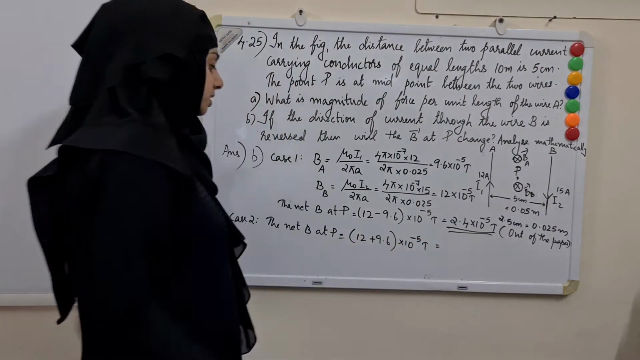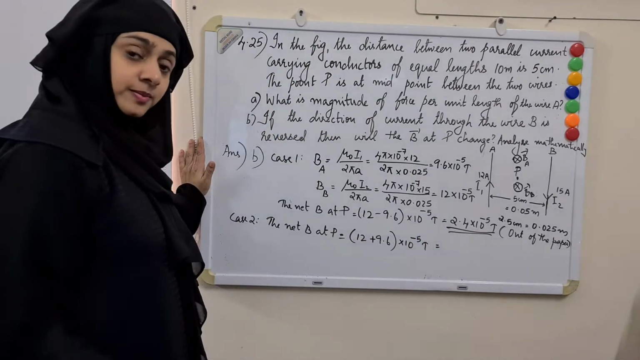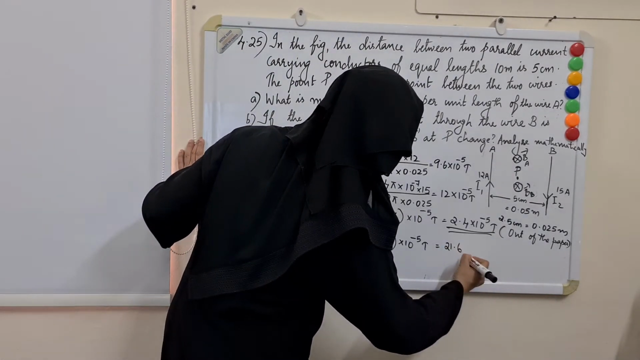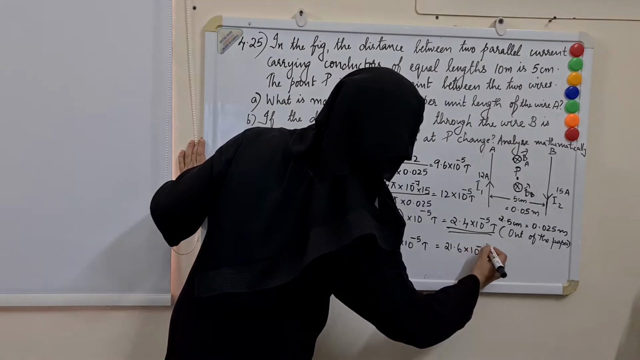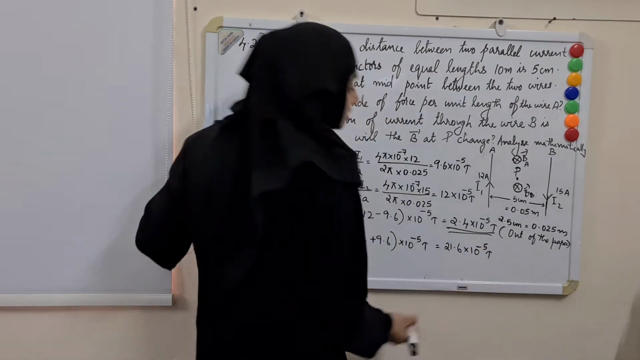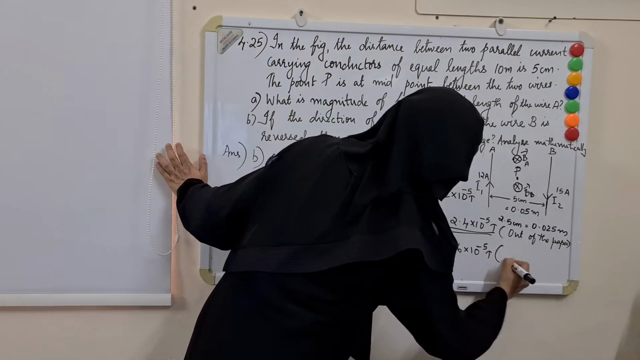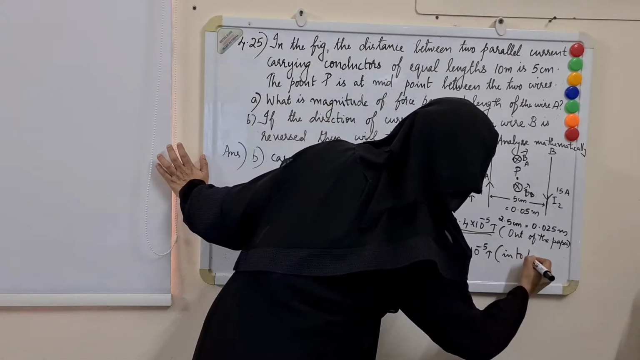What is 12 plus 9.6? It's 21.6 into 10 raised to minus 5 Tesla. And what is the direction? Is it out of the paper? No, it will be into the paper.